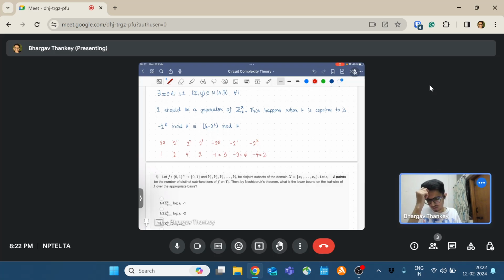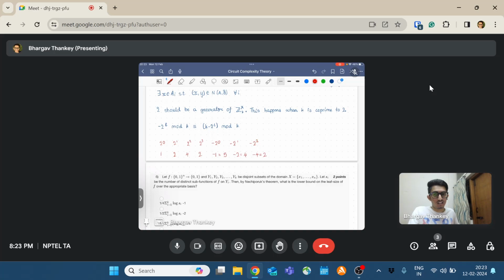Okay, if it's not co-prime, it's not even in Z cross K. It doesn't have any inverse. Like, if it's not co-prime, it does not have any inverse in the group. So at least in the group theoretic sense, it does not make any sense to say that it's a generator.